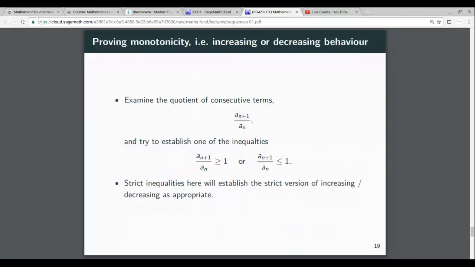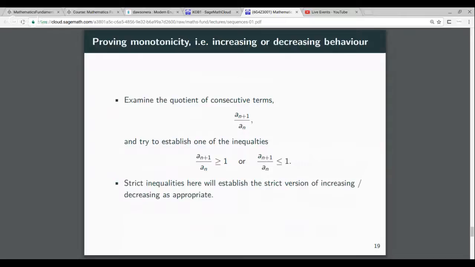But more or less equivalently, we could use a different method where we look at the ratio of consecutive terms, a_{n+1} divided by a_n. Now there, you're not trying to make a comparison with 0, like we were in the difference method. There, we're trying to make a comparison with 1. Because a significant value for a difference is 0. That tells you whether it's going to be increasing or decreasing.